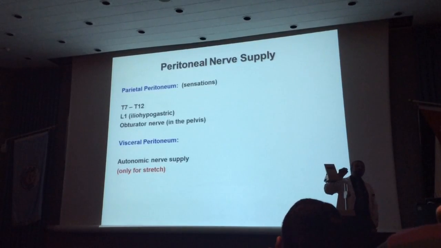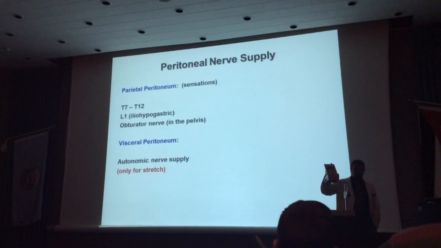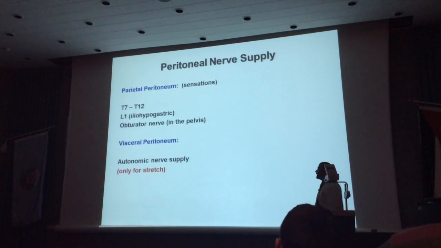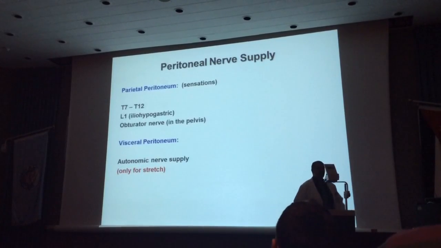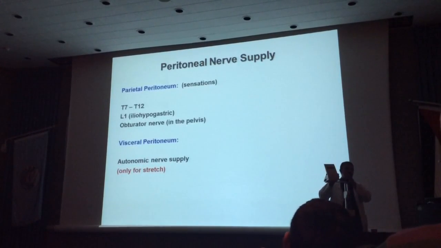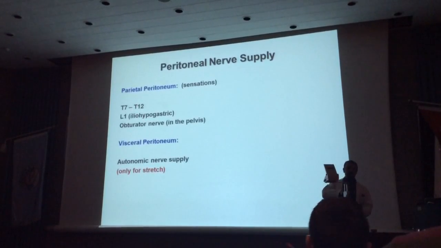So if the pain was in the parietal peritoneum, it will be located exactly in the same region. However, if the pain was from the viscera, it's not in the same region, because this pain will go with the autonomic innervation, then will be referred with the somatic nerves back into the abdominal wall.